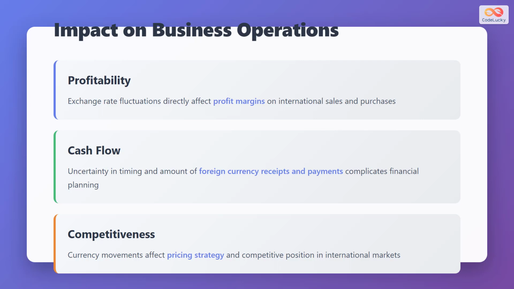Currency risk significantly impacts business operations in three main areas. First, profitability. Exchange rate fluctuations directly affect profit margins on international sales and purchases, potentially turning profitable deals into losses. Second, cash flow. Uncertainty in the timing and amount of foreign currency receipts and payments makes financial planning and budgeting much more challenging. Third, competitiveness. When a company's home currency strengthens, its products become more expensive in foreign markets, affecting pricing strategy and competitive position. Companies must carefully monitor and manage these impacts.